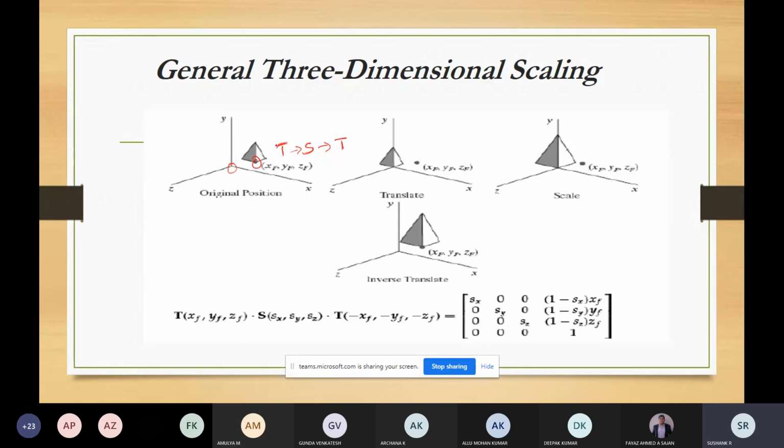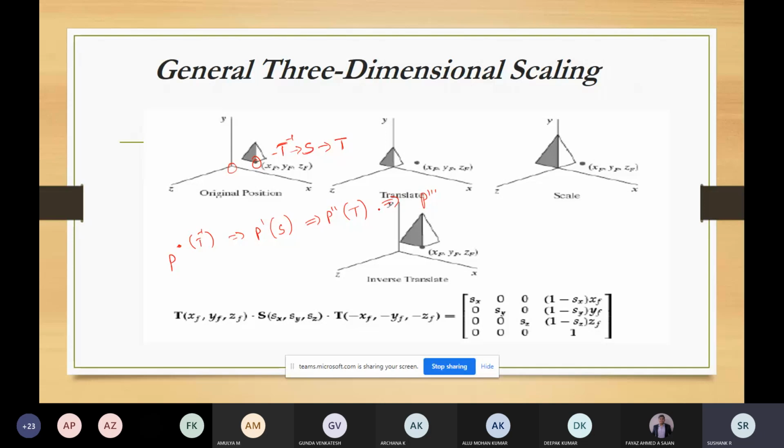So for a point called P, instead of performing the translation first, we perform the inverse translation and get some new point called p dash, and for this p dash performing the scaling to get a point called p double dash, and for this p double dash performing the translation to get the final position, which we'll call p triple dash, like that.